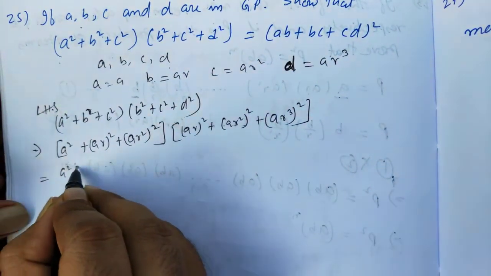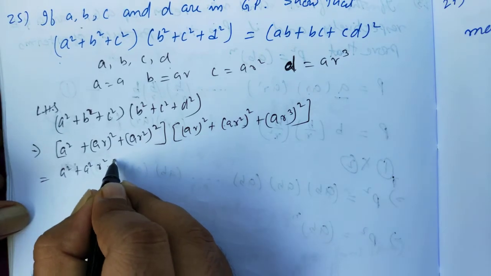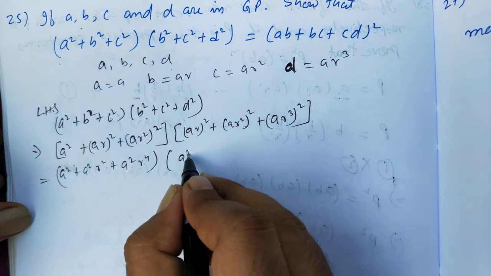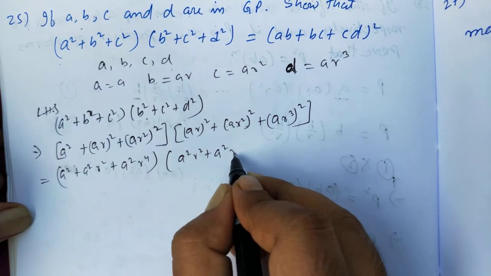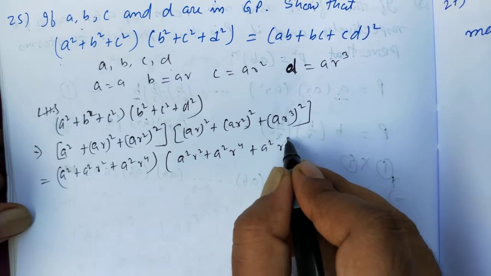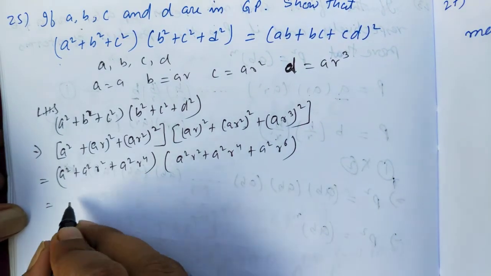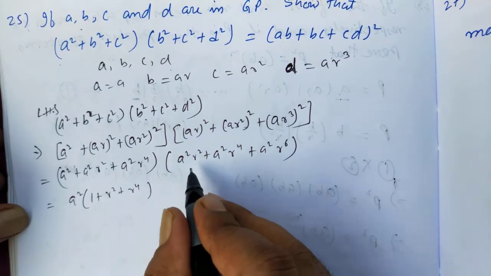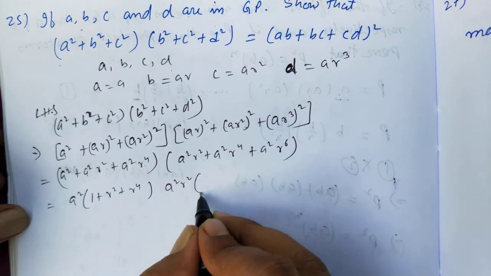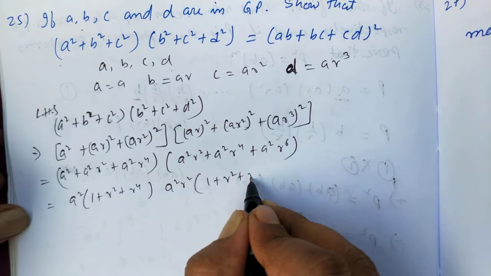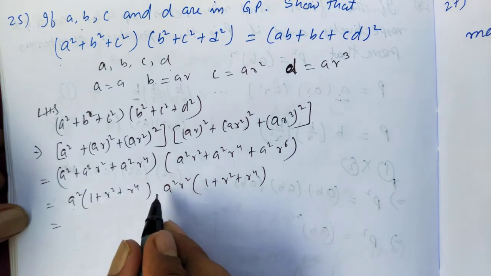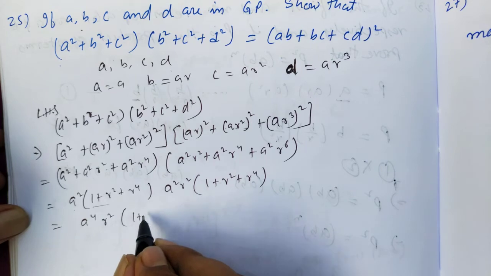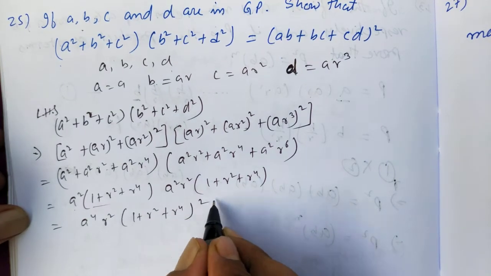So this will be A square plus A square R square plus A square R4. Here also A square R square plus A square R4 plus A square R6. Here A square is common, take out. So you're getting 1 plus R square plus R4. Here A square R square is common, so you'll get 1 plus R square plus R4. So this 2 is A4 and this 2 is same, 1 plus R square plus R4 whole square.